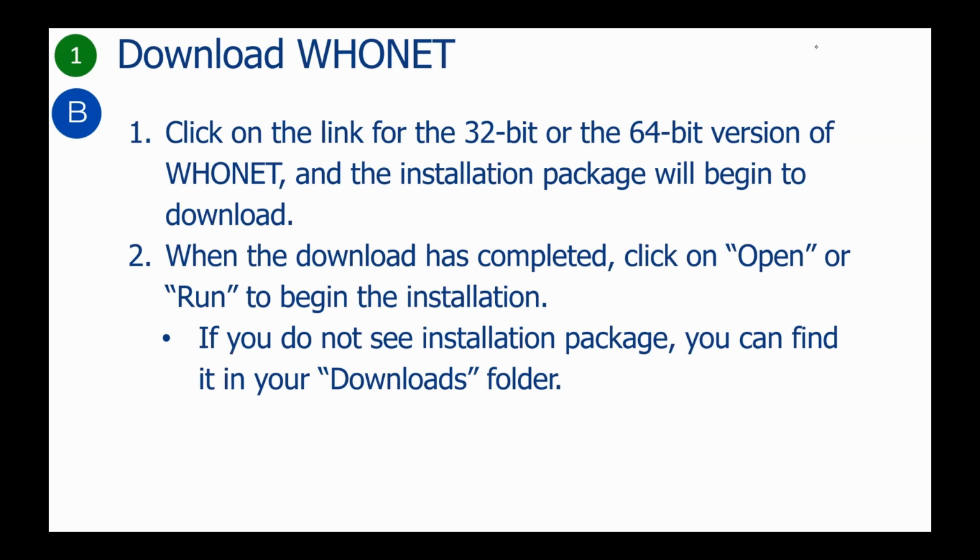Once you determine your version of Microsoft Office, click on the link to download the 32-bit or the 64-bit version of WHONET. The web page will then begin to download the installation package. When the download is complete, you should see an option that says Open or Run. Depending on your version of Windows, this could be in the lower left area of the screen or in the upper right. If you do not see the installation package on your screen, you can usually find it in your folder for downloads. Click on the file that you downloaded, and this should start the installation process.